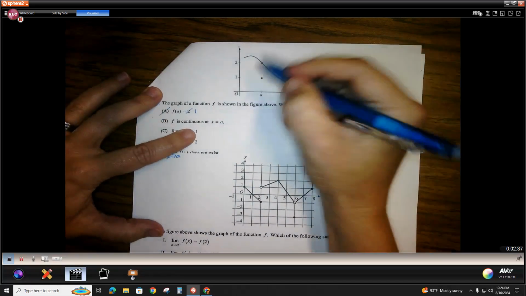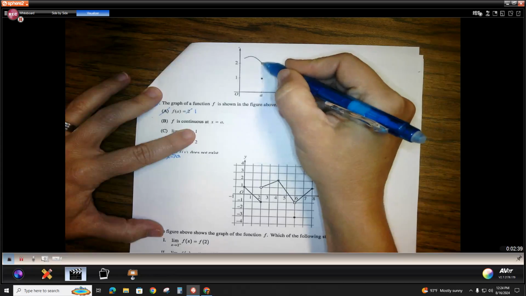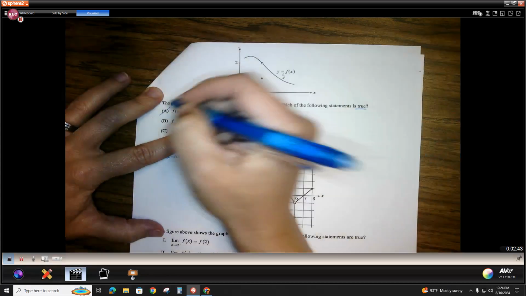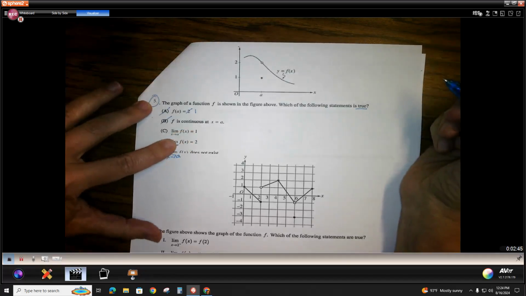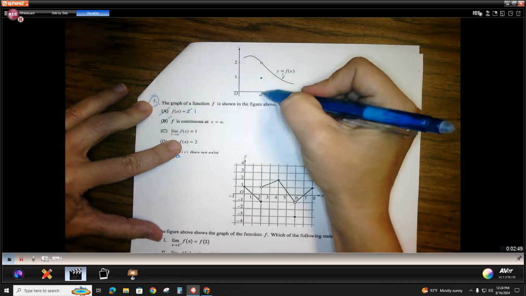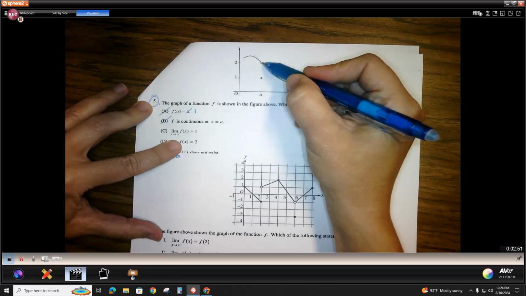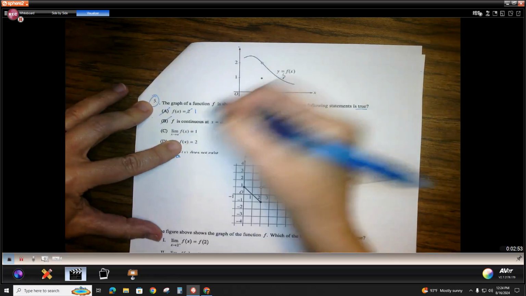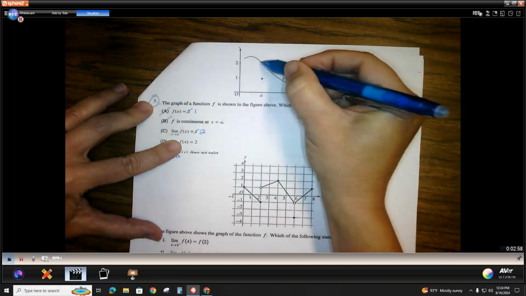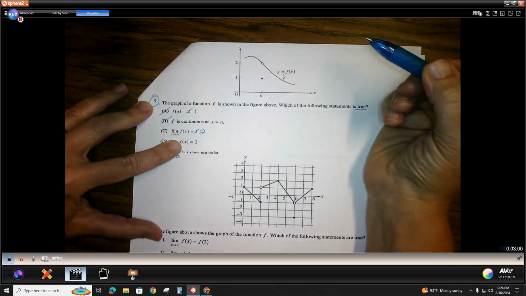F is continuous at x equals a. Well, that's not true because we have a hole right here. If that point was there, it would be continuous. So it's not continuous. The limit as x approaches a of f of x is 1. Also not true because it looks like this is approaching 2 right there. The limit is approaching 2.